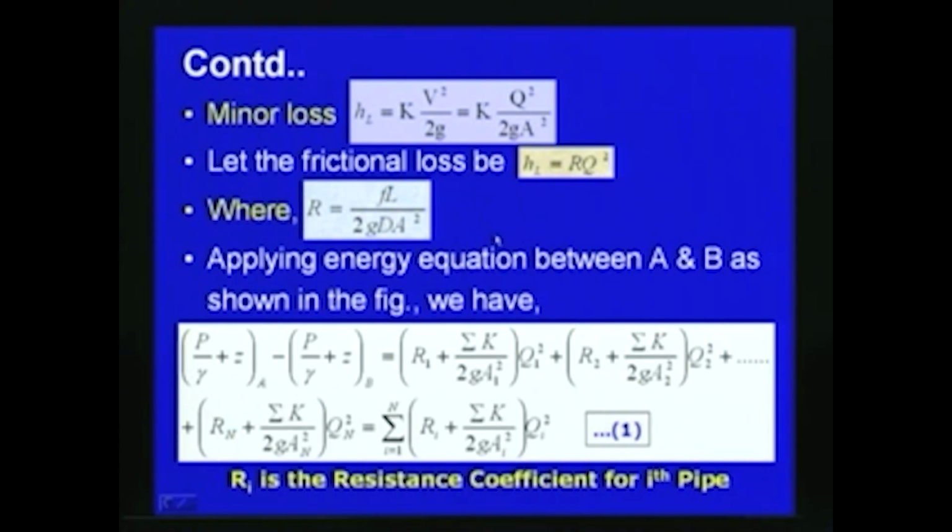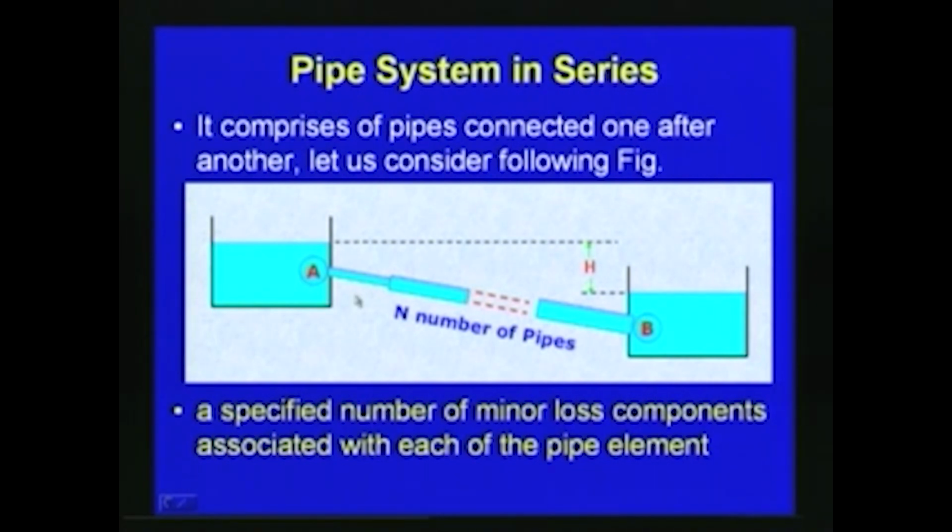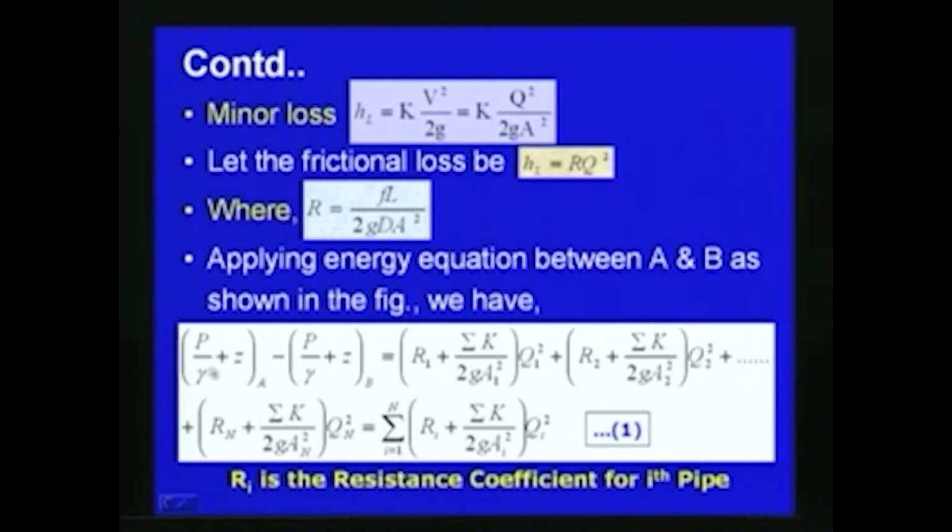Now if we apply the energy equation between A and B in this figure, we can write P by gamma plus Z at A minus P by gamma plus Z at B is equal to (R1 plus sigma k by 2 g A1 square) into Q1 square plus (R2 plus sigma k by 2 g A2 square) into Q2 square plus etc. For the nth pipe we can write plus (Rn plus sigma k by 2 g An square) into Qn square. That is equal to sigma i equal to 1 to n of (Ri plus sigma k divided by 2 g Ai square) into Qi square, where Ri is the resistance coefficient for the ith pipe as we calculated here, and sigma k is the loss coefficient.